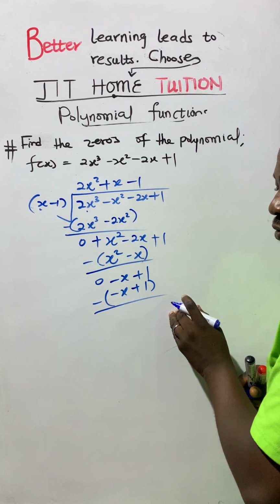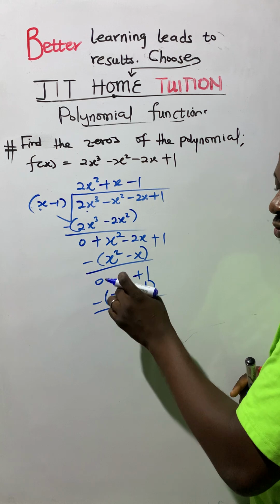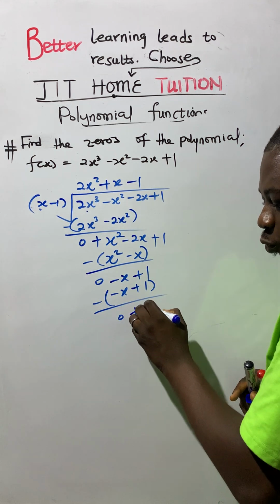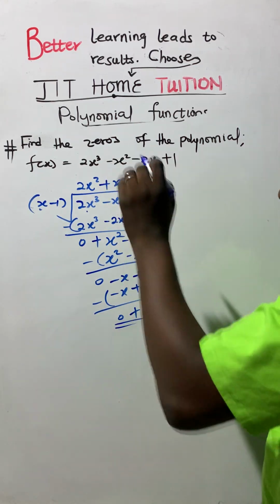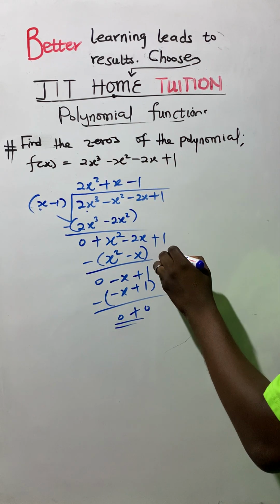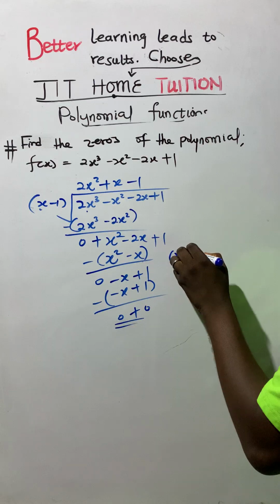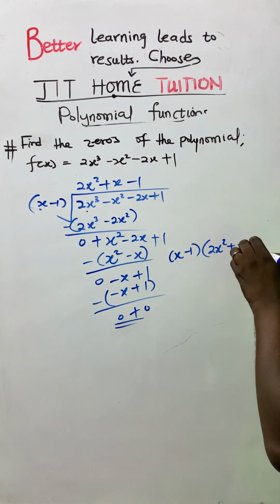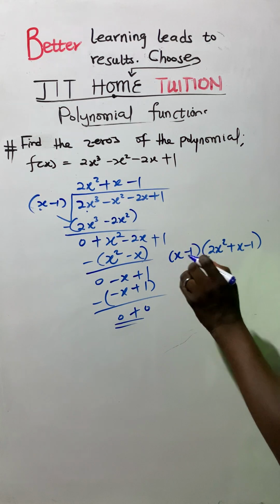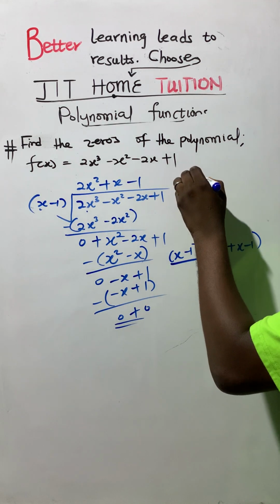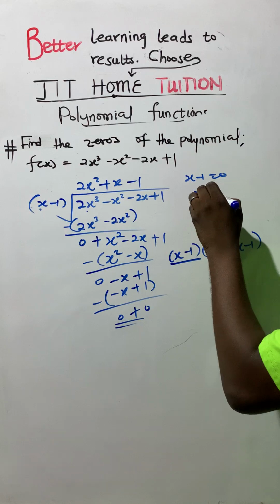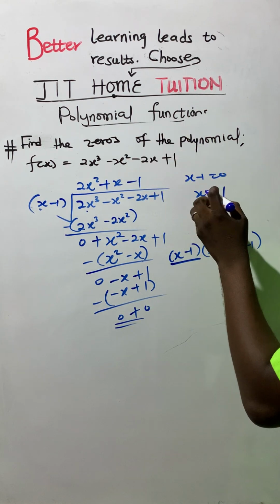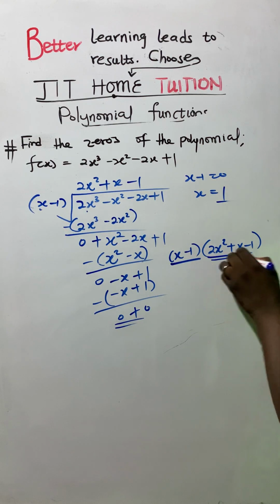And that one you subtract. Negative with positive plus the negative, that will give you 0. This one will affect this plus that will also be 0, and you have it this way. Meaning that you have x minus 1, then you also have 2x squared plus x minus 1. So what you are going to do is that here you have x minus 1 equal to 0, x will be equal to 1. Okay, so that has become one of the zeros, but we need to break this one down.